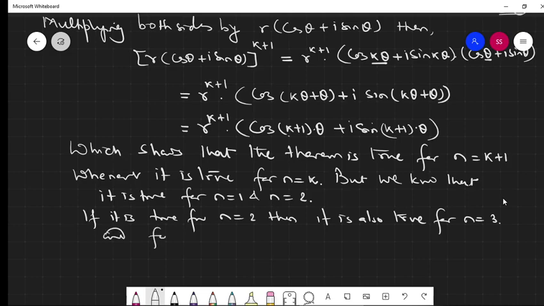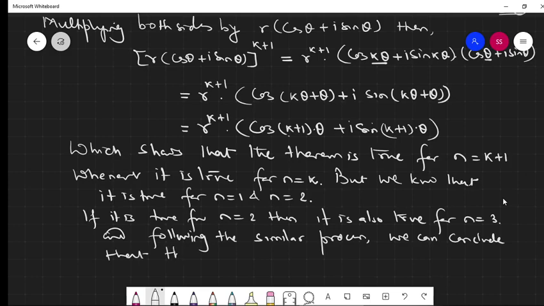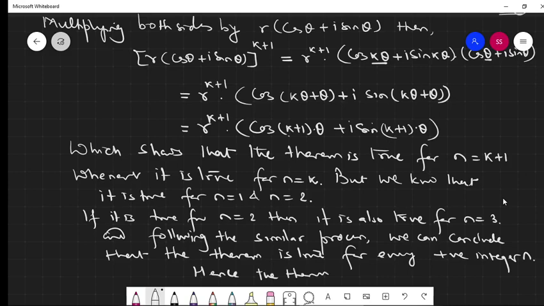And following the similar process, we can conclude that the theorem is true for every positive integer n. Hence, the theorem is proved.